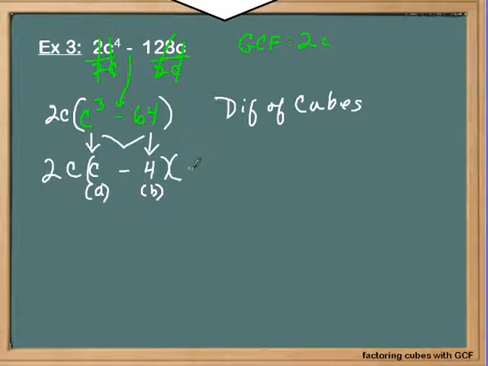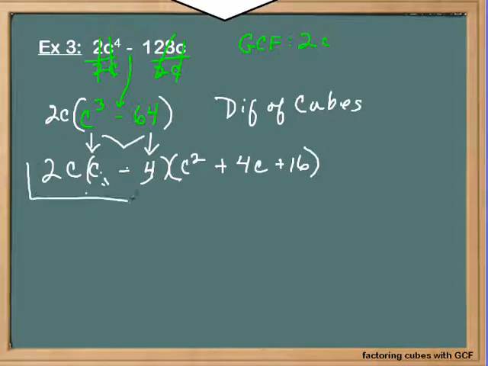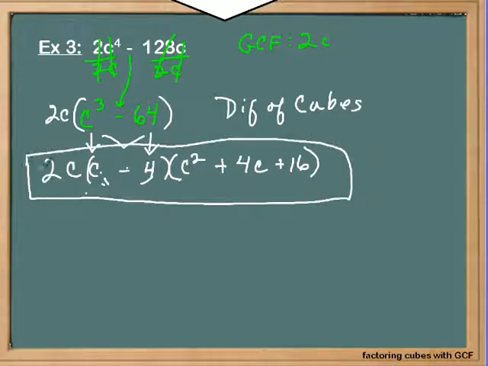So what do we do for the first term of the second quantity? We square our c. So c squared is simple enough, c squared. I'm going to change the sign from a negative to a positive. I'm going to multiply c times 4, 4c, and I'm going to square that 4 to get 16, and the last term is always positive. So this is my final answer right here. My final answer is going to be 2c times c minus 4 times the quantity c squared plus 4c plus 16.